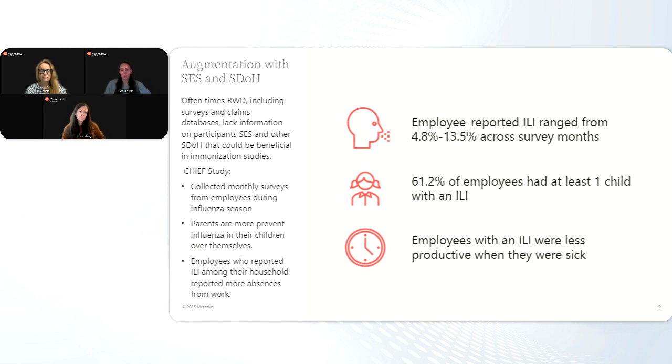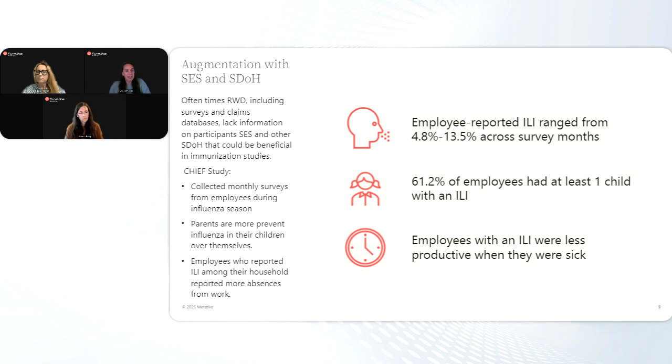So here is an example of how real-world data can be used in studies of this economic barrier. Data from real-world studies can be augmented with SES and SUH data that can help add to the information that real-world data is providing us. For example, in the CHIEF study, Merative collected survey data from employees during the influenza season. Employees were asked to fill out surveys, one per month. This included data on their influenza status during those months, household influenza status, as well as some beliefs on vaccines, whether or not they got vaccinated, cost of vaccines, those sorts of things.